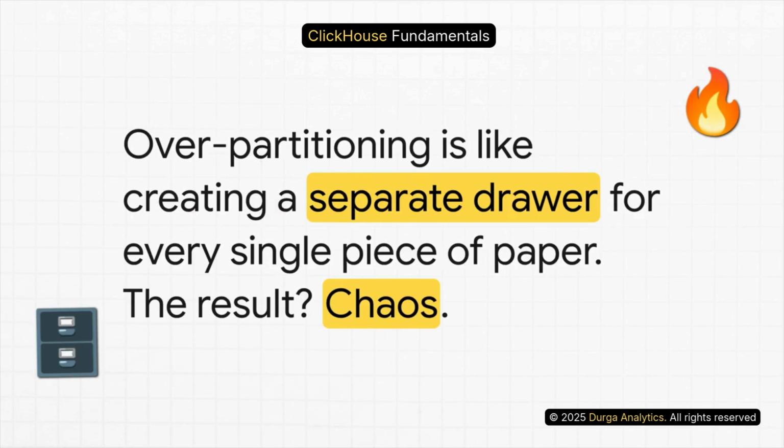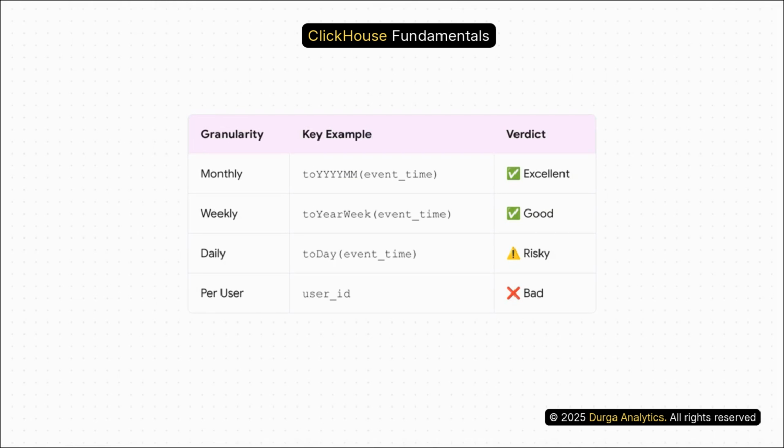Let's go back to our filing cabinet. Imagine taking that idea and just going crazy with it. You decide to create a separate drawer for every single piece of paper. You'd have millions of tiny drawers. It's not organized anymore, it's pure chaos. The overhead of just managing all those drawers would grind everything to a halt. That's exactly what happens in ClickHouse. It creates so much metadata overhead that it actually cripples performance. So what's the sweet spot?